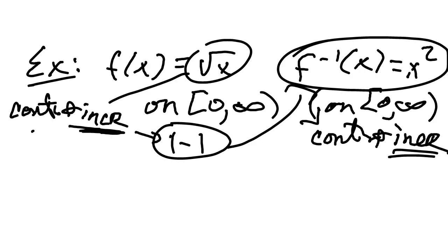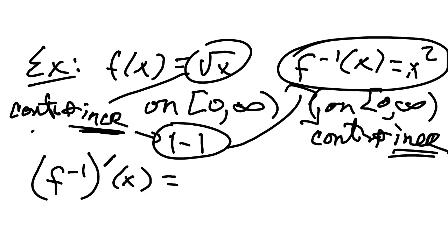But anyway, what is the derivative f inverse prime at x? We want to know what that equals, right? Well, if you know what it is, it should equal what? F inverse of x is x squared. So what's the derivative of that with respect to x? What is it? 2x. It should be 2x.